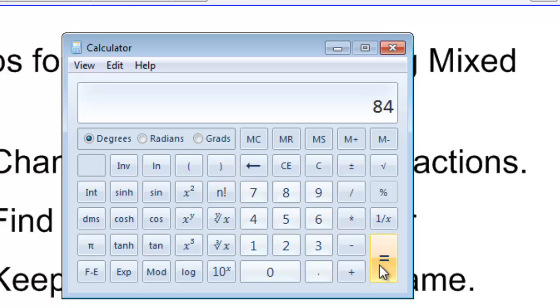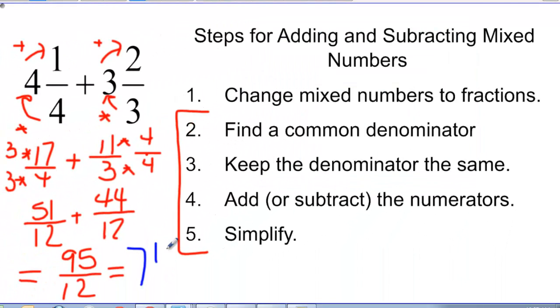So if I subtract 84 away from 95, so I do 95 minus 84, that gives me 11. So I can see that I have 11 twelfths left over, and that makes sense because when I changed it to a decimal, it was 7.9 something. That was very close to 8, and 11 twelfths is very close to a whole. So I can also see that 11 twelfths is simplified. There's no way to simplify that more, so I've now done step 5.